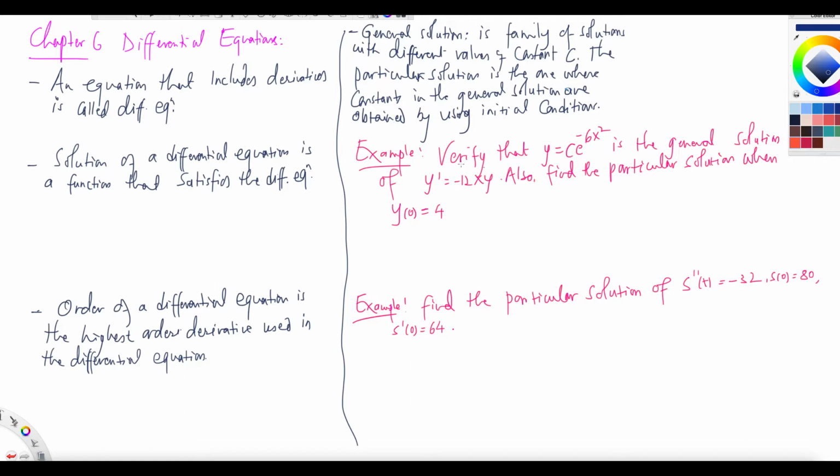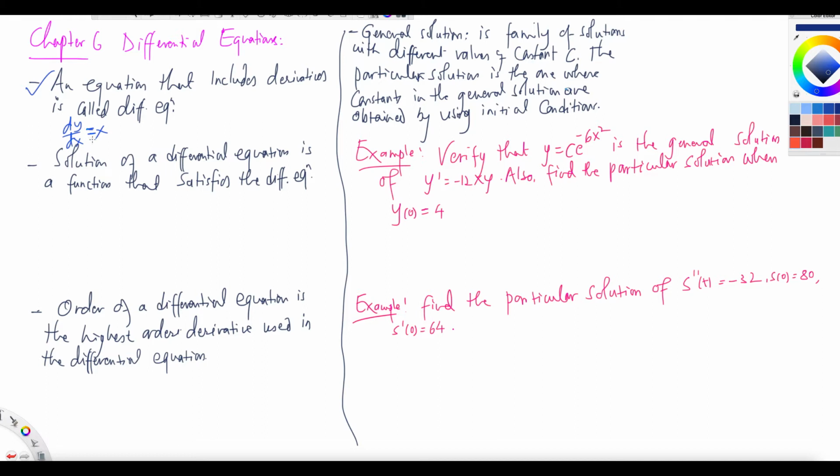So what is a differential equation? An equation that includes a derivative is called a differential equation. For example, dy over dx equals x. This is an equation because there is an equal sign here. So I wrote dy over dx equals x. Here there is a derivative on the left side.